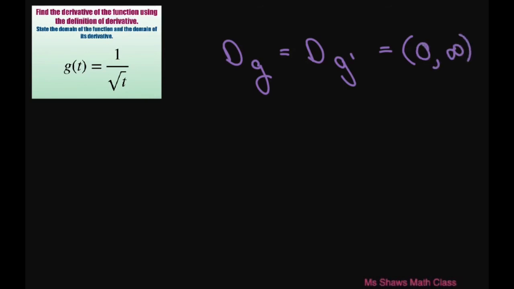All right. So the domain of g equals the domain of g prime, or the derivative of g. And like I said at the beginning of the video, it's 0 to infinity. Or you could say that t is greater than 0.